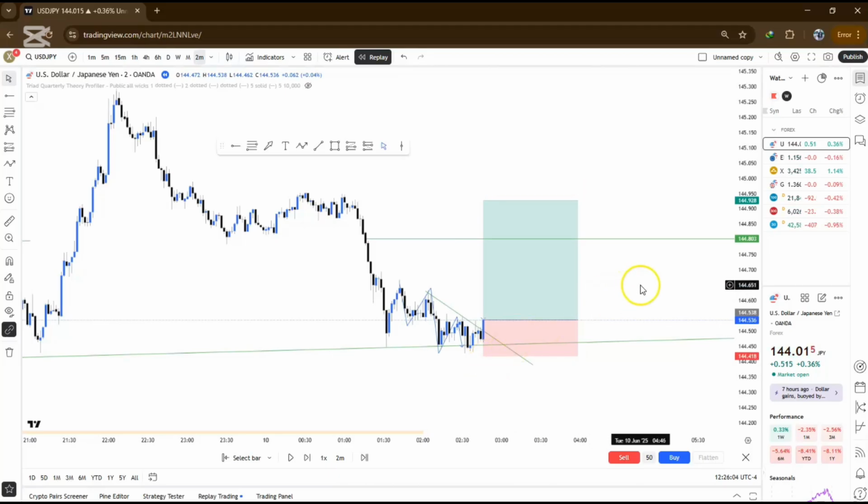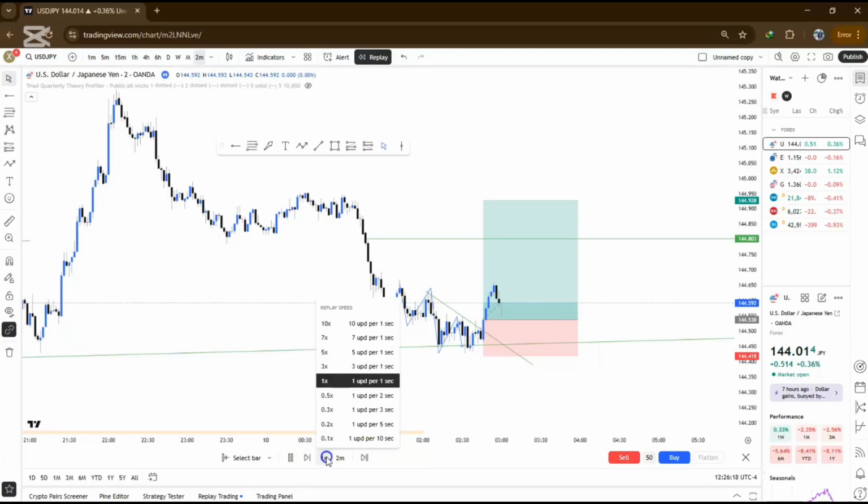So right here I entered. I updated my Telegram channel. I was on this trade, and let's see how it did. This trade also played out, hit my break-even level. I came and broke even, then pulled back to my stop loss. This was a very clean trade.